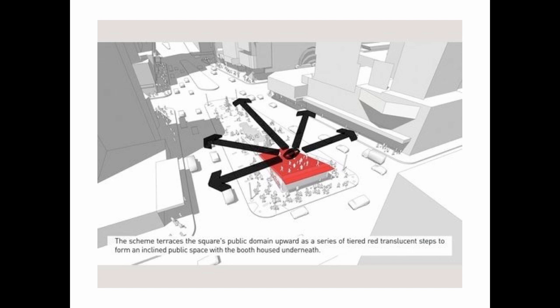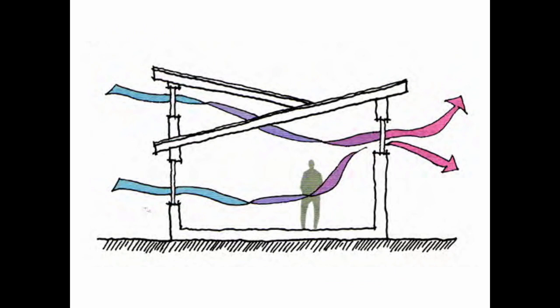I think the arrows in this particular diagram are a bit heavy-handed. I think they could be a little bit lighter. They don't need to be that bold. Another example here, I said this was about movement through space. In this case, it's about wind movement.